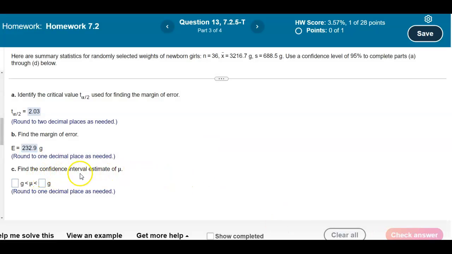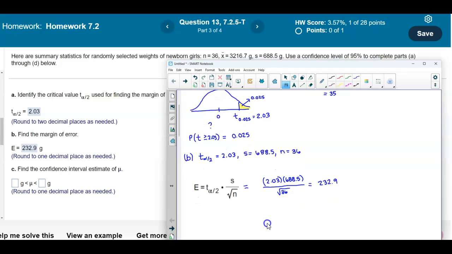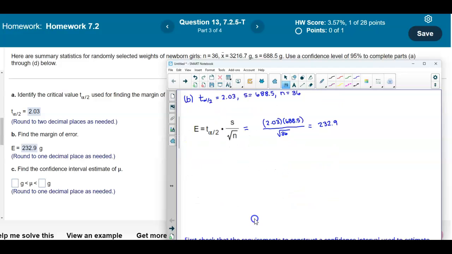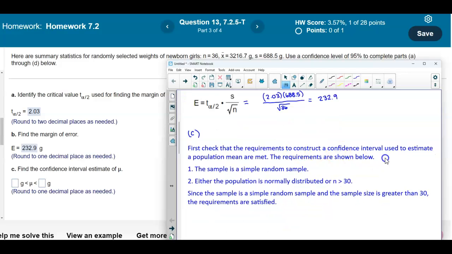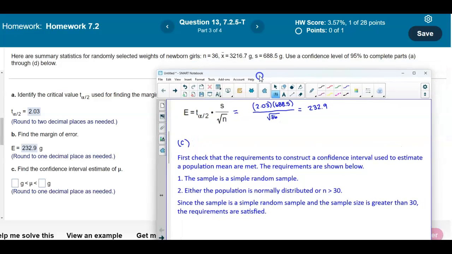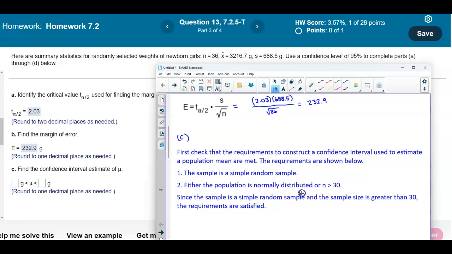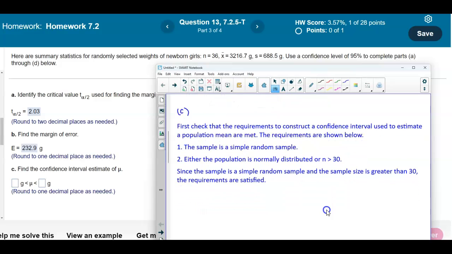Now we want to find the confidence interval estimate of the population mean. Before we do that, we first need to check that the requirements to construct a confidence interval to estimate a population mean are met. The sample is a simple random sample, and either the population is normally distributed or n is greater than 30. We know that n is 36, so it is greater than 30. Since the sample is a simple random sample and the sample size is greater than 30, the requirements are satisfied.